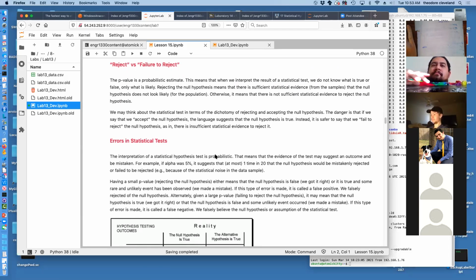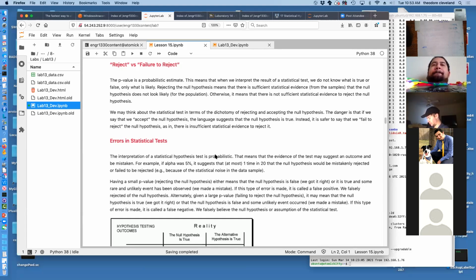And our next concept is reject versus failure to reject. The p-value, or the attained significance, is a probabilistic estimate. It's a result of a computation, actually. And that means that when we interpret the result of our tests, we don't actually know what's true or false, only what is likely. Rejecting the null hypothesis means there is sufficient statistical evidence from our samples that the null hypothesis does not look likely for the particular population. If that's not the case, it means there's not sufficient statistical evidence to reject.